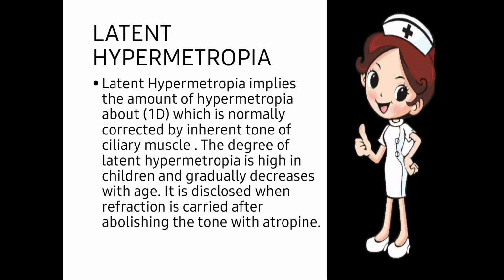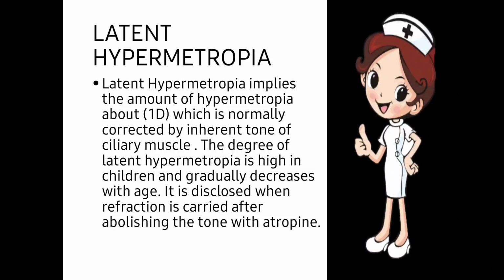Now, the degree of latent hypermetropia is high in children. The latent hypermetropia becomes very high in children. As the age of the children increases, the hyperopia decreases. So as the age of a person increases, the plus power of the person will reduce. In children, it is disclosed when refraction is carried out after abolishing the tone with atropine. We find it out by abolishing the tone, in case of dilatation.